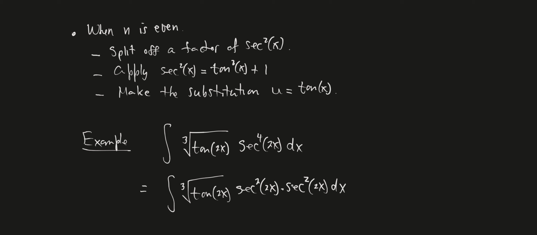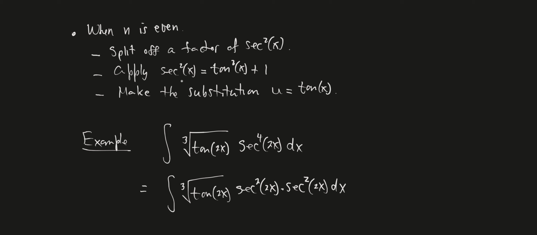The secant squared is going to allow us to make a u sub, right? But in order for this u sub to work, I want the remaining terms or factors in the integrand to be in terms of tangent. This one is already in terms of tangent. I need to convert this one into an expression that's in terms of tangent. And that's where this identity comes in, right?